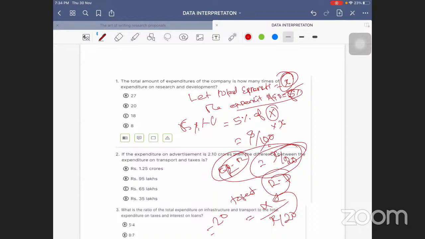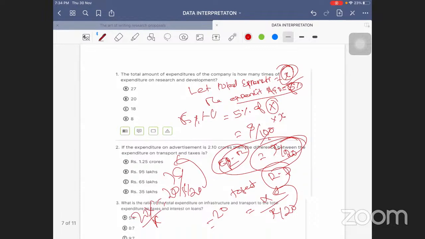So from the total expenditure, we find that R&D is X divided by 20. So 20 will be opposite. So 20X divided by X, X cancels, this will be 20. So, clear?